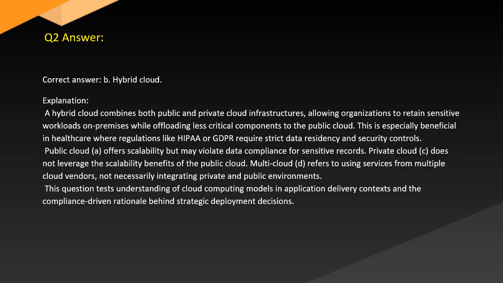Public cloud A offers scalability but may violate compliance for sensitive records. Private cloud C does not leverage the scalability benefits of the public cloud. Multi-cloud D refers to using services from multiple cloud vendors, not necessarily integrating private and public environments. This question tests understanding of cloud computing models in application delivery contexts and the compliance-driven rationale behind strategic deployment decisions.